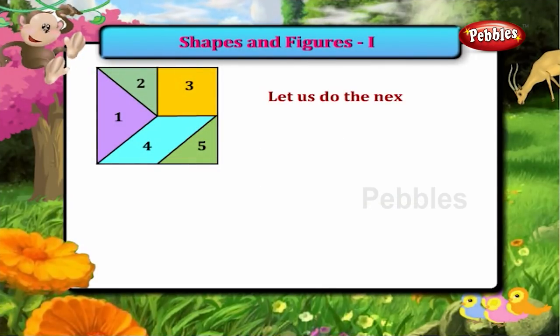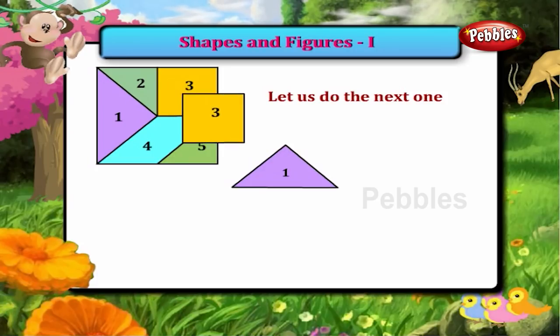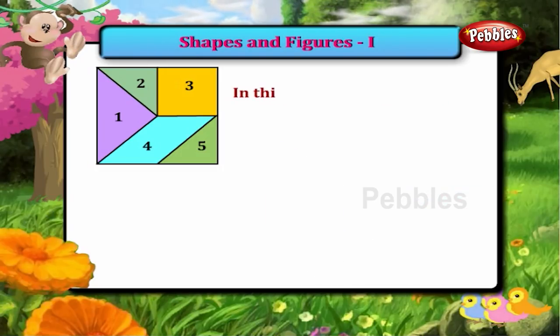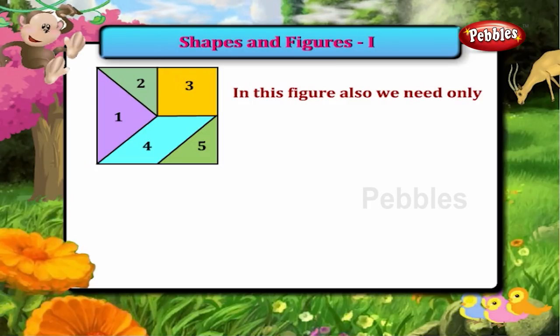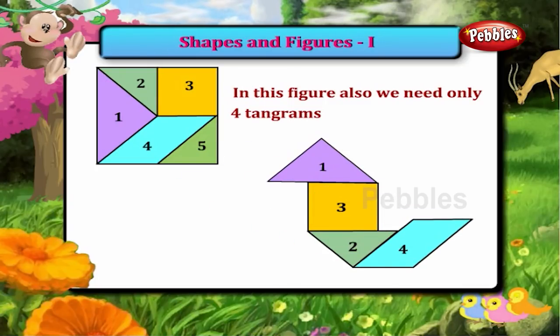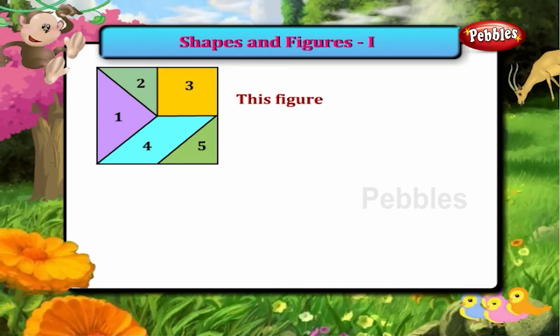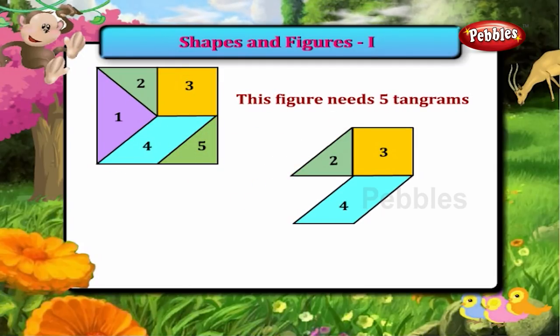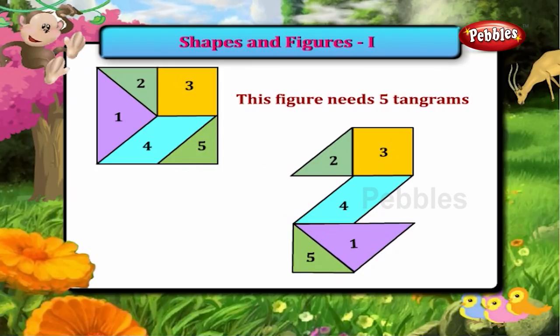Let us do the next one. 1, 2, 3, 4. In this figure also, we need only four tangrams. 1, 2, 3, 4. This figure needs five tangrams. 1, 2, 3, 4, and 5.